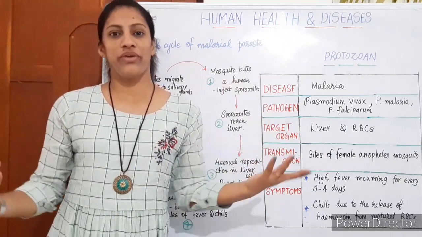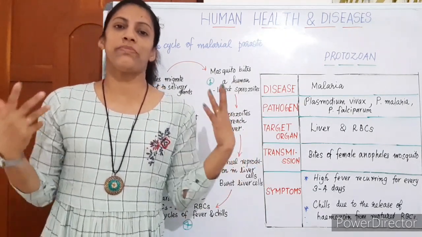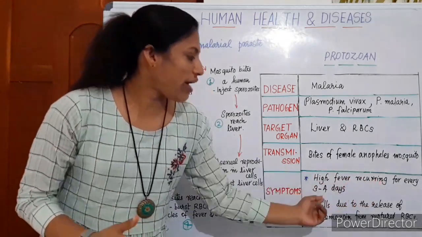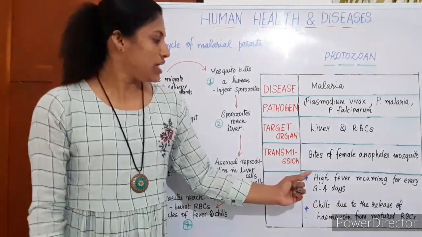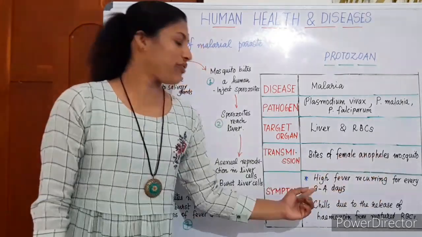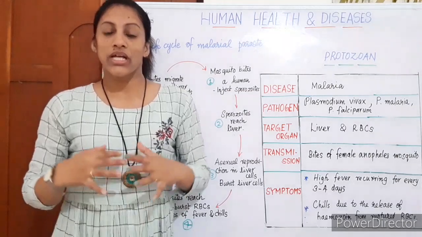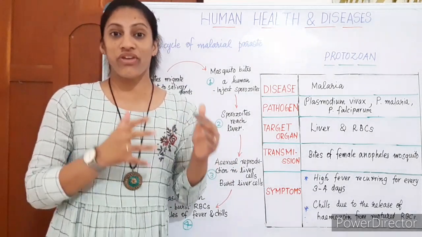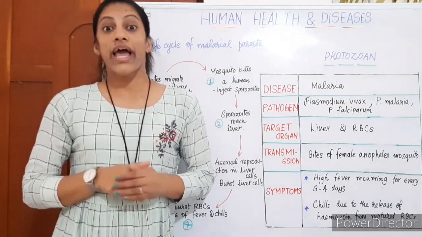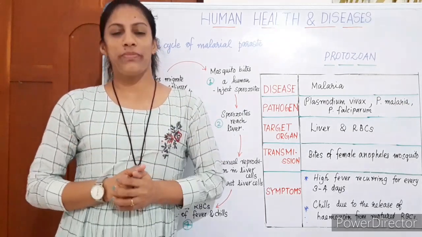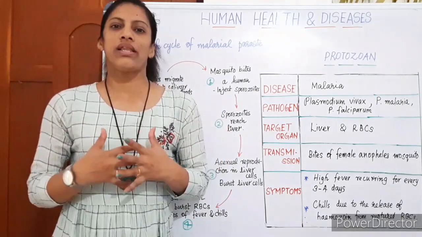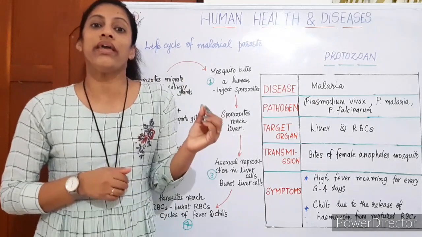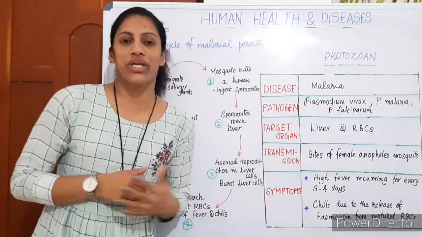Malaria, immediately you know, it's a fever. The main characteristic symptom is malarial fever. It's a characteristic fever which will recur within every 3 to 4 days. So high fever recurring every 3 to 4 days. The characteristic fever pattern is there for malaria, and also this fever will be associated with chills. A chilly feeling will be there for the patient because of a toxin released by our RBCs during their rupturing.